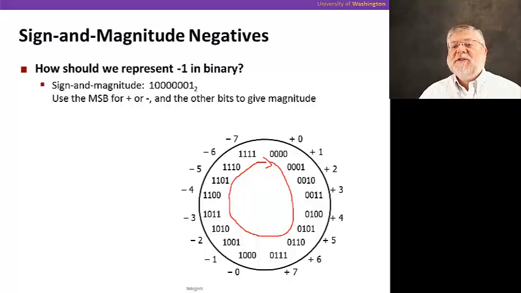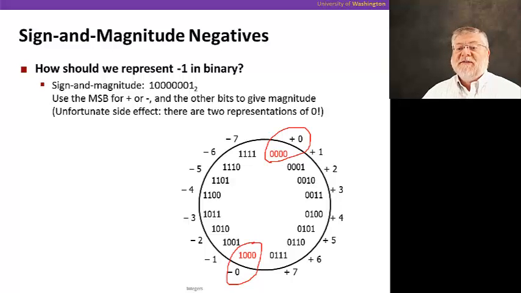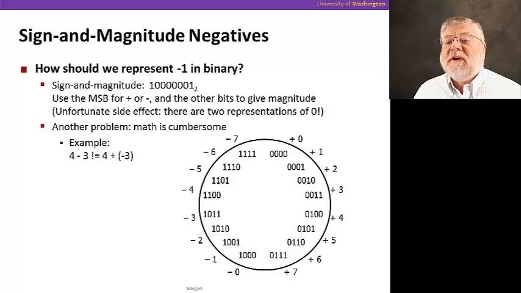Right? So a -1 in sign magnitude binary is always represented with a leading 1 for the sign and then a value of 1 for the remainder of the bits, for the magnitude. All right, so the unfortunate side effect of this, as we've said, is that we have two values that correspond to 0, a -0 and a positive 0. So why is this an issue? Well, it makes math a little cumbersome.